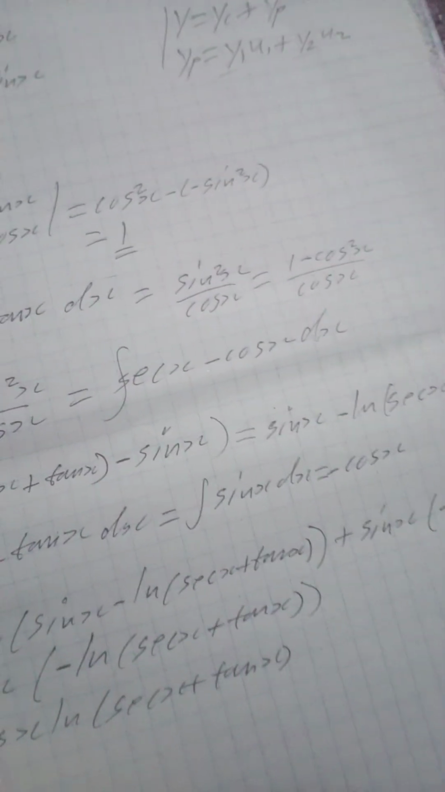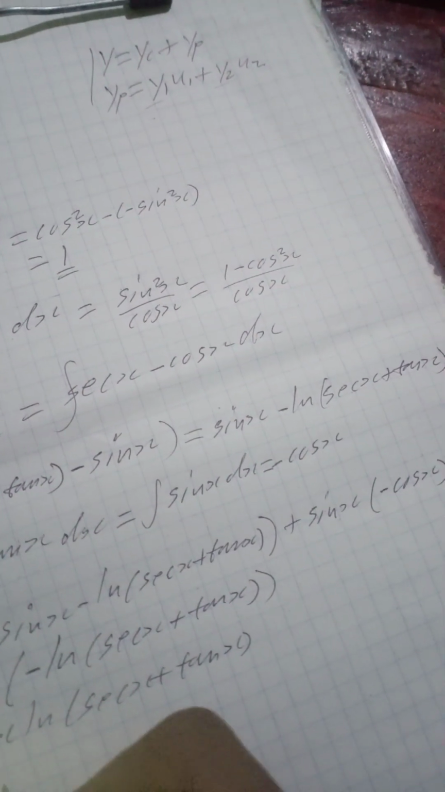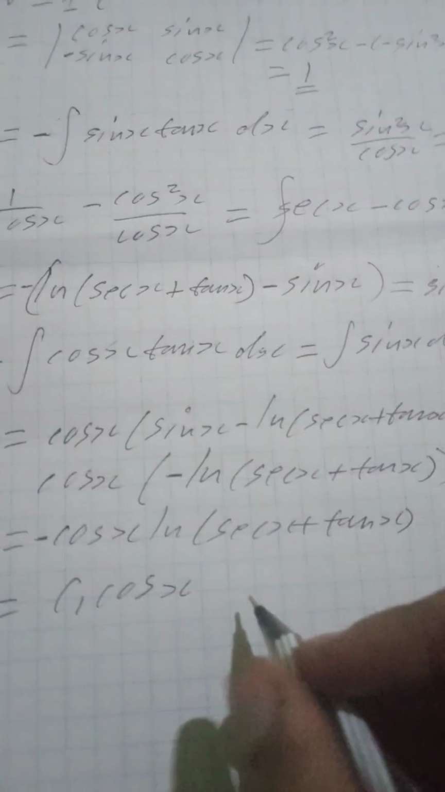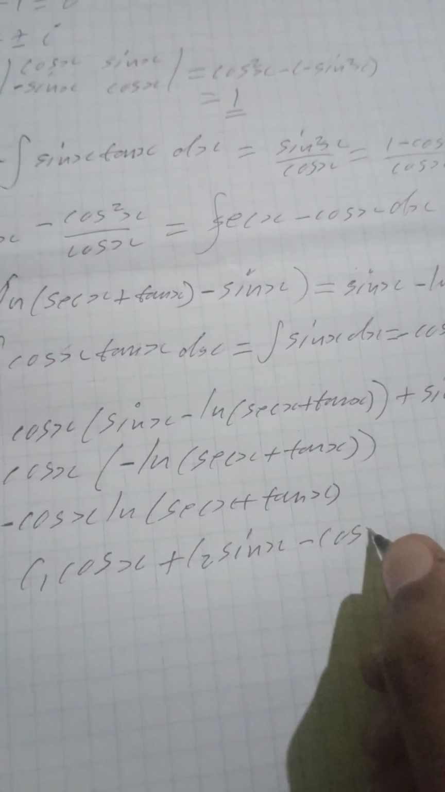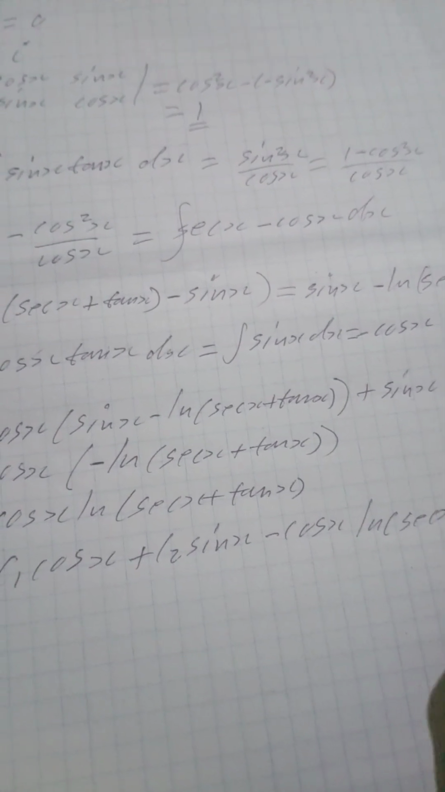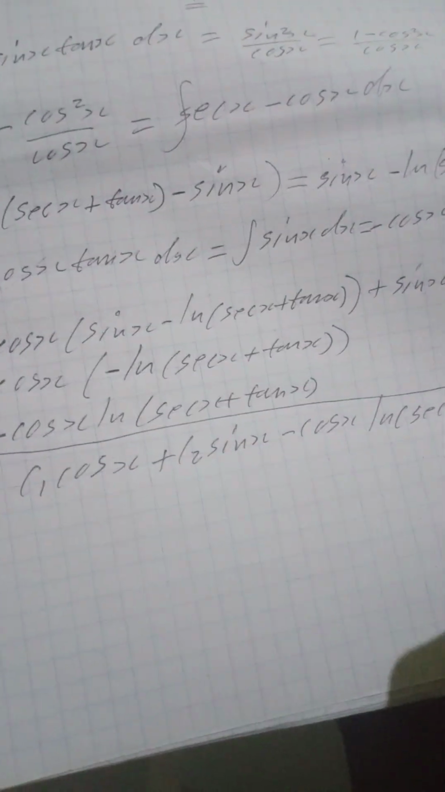From here we just follow this. So y equals c1 cos x plus c2 sin x minus cosine x ln of secant x plus tan x. And that's the final solution, and it works, I guess. So let's put it in a big box and congratulate ourselves. Okay, bye.